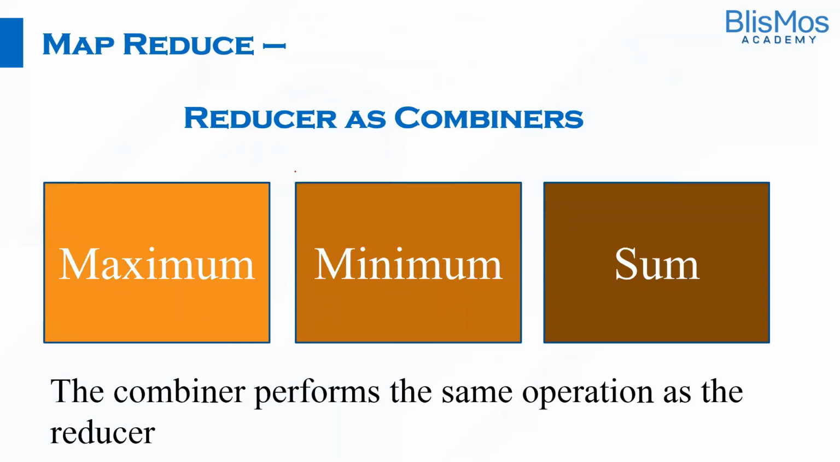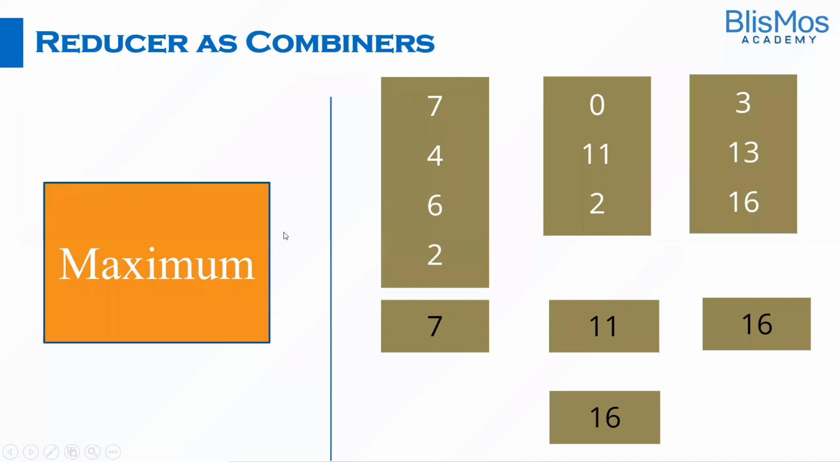Assume you are trying to find the maximum, minimum and sum of some data. In this case, we can definitely go ahead and use the reducers as combiners. There wouldn't be any impact of using the reducer logic as combiner. Why do we say that? Let us take an example.